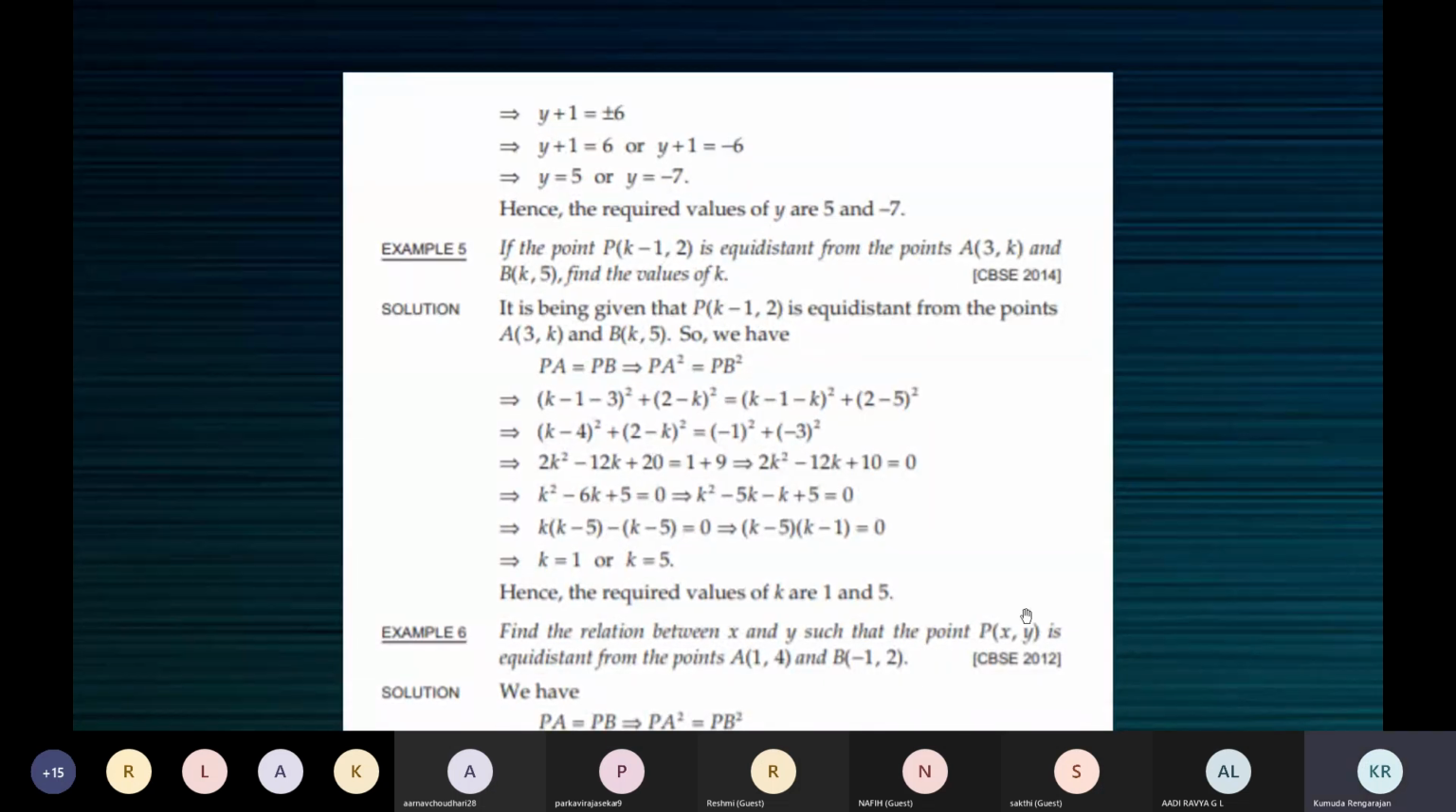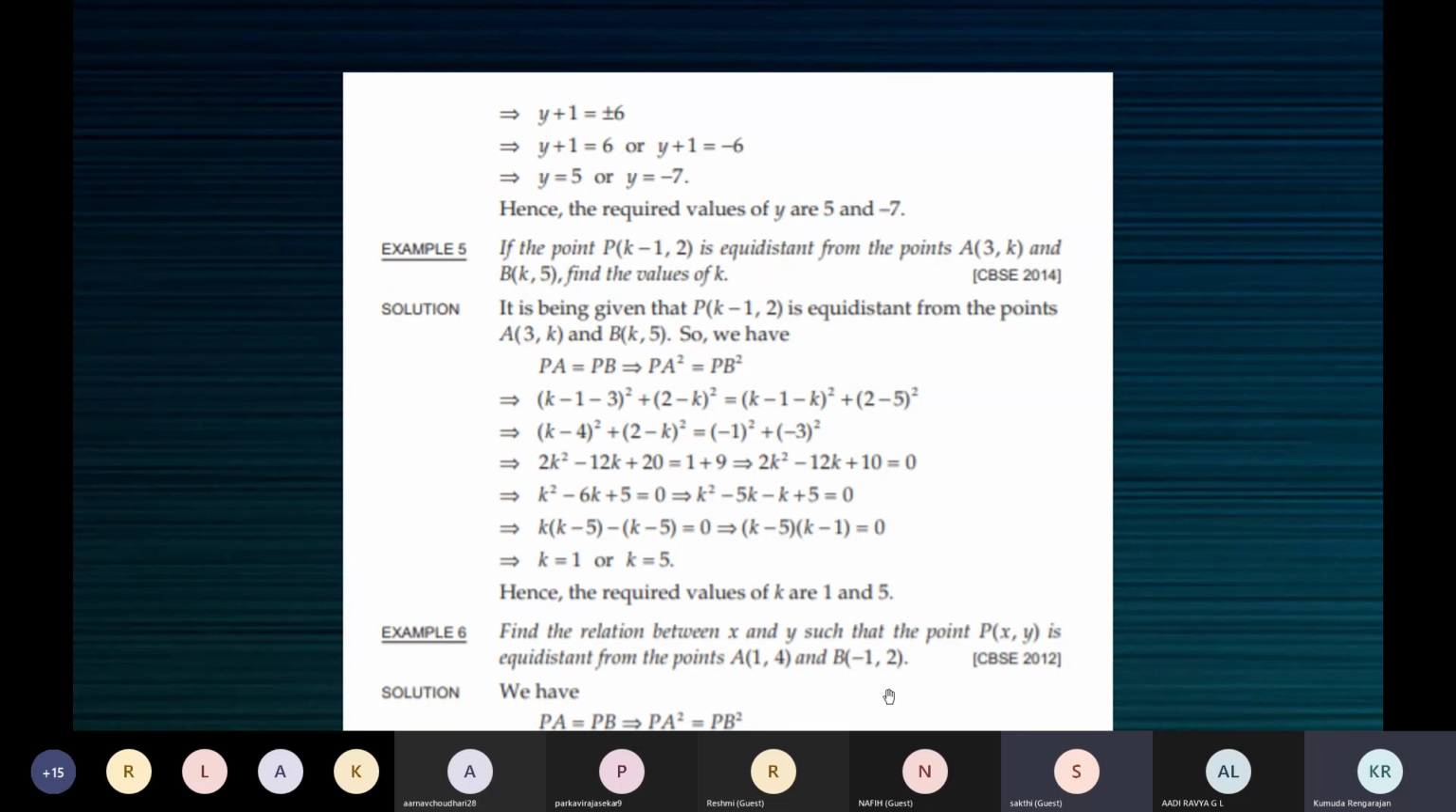Now PA square. So look at the points P and A. What is the x coordinate of P? It is x, ma'am. And the x coordinate of A? 1, ma'am. Subtract them. x minus 1 the whole square, plus. What are the y coordinates of P and A? y minus 4 the whole square. That is the complete formula. PA square is x minus 1 the whole square plus y minus 4 the whole square.